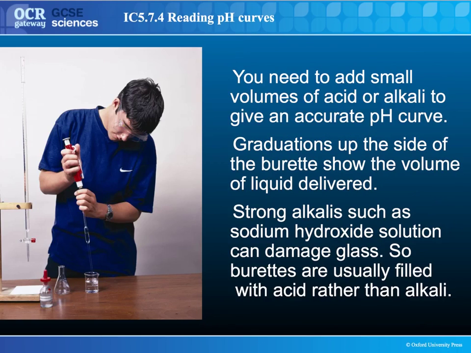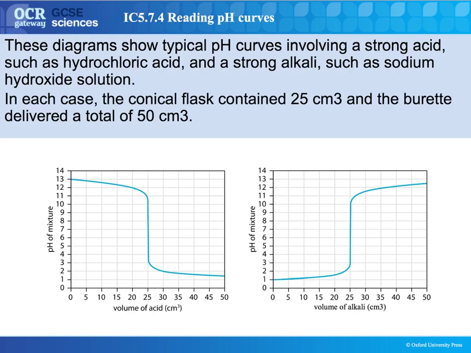This gentleman here is carrying out a titration. When carrying out a titration you always use a burette. The burette is graduated and shows how much liquid is delivered into a conical flask. The conical flask usually contains 25 cubic centimetres of the alkali. Alkalis are usually put into the conical flask rather than the burette because they can damage glass and they are more dangerous than the acids. You then also add an indicator so you can see the colour change associated with the pH change.